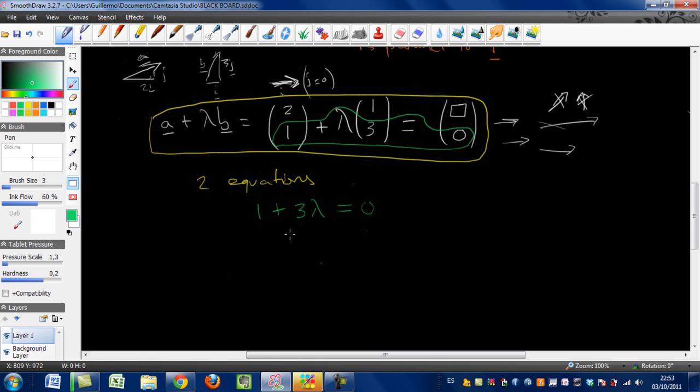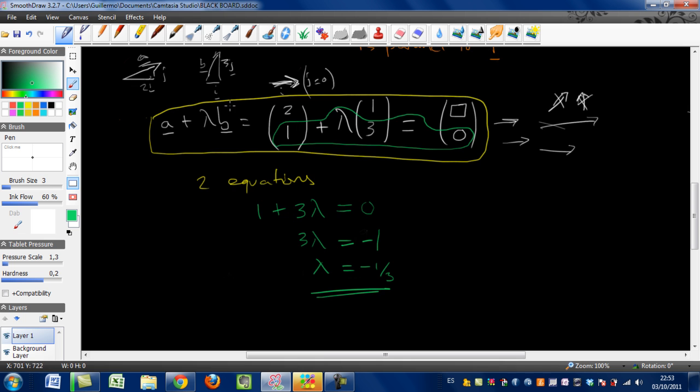So if we subtract 1 from both sides, we are going to end up with just the 3 lambda here. The 1 disappears and it appears on the other side. 0 minus 1 is minus 1. And then if we want to know what lambda is, we divide both sides by 3. And we end up with this much. So that would be our answer for lambda, in the sense that what they're telling us here is minus 1/3.